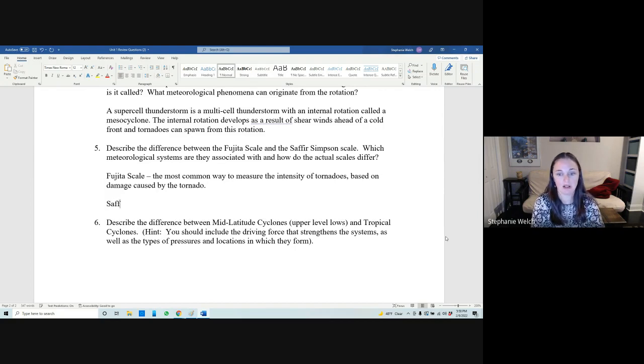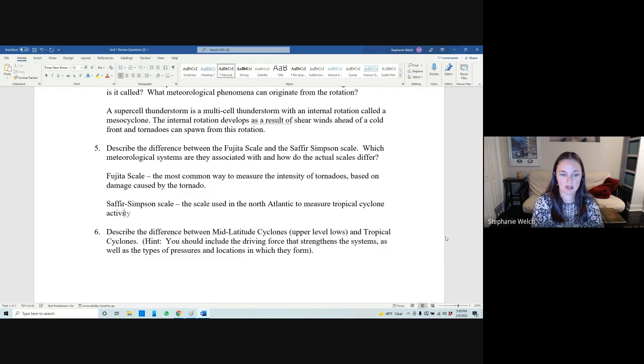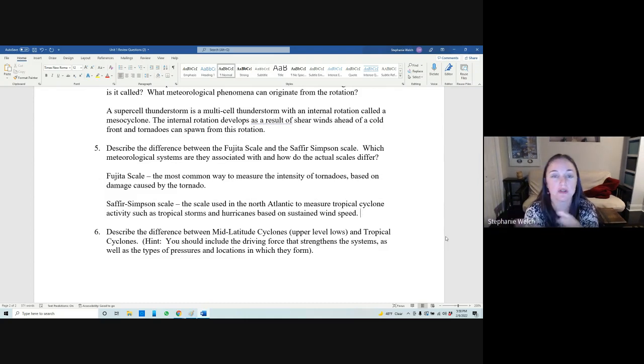The Saffir-Simpson scale is the scale used in the North Atlantic to measure tropical cyclone activity, such as tropical storms and hurricanes. And we do so based on sustained wind speed. So not wind gusts, not any of the other measurable effects or after effects of the storm, like storm surge that creates a lot of damage, not the number of tornadoes it spawns, but just based solely on wind speed.